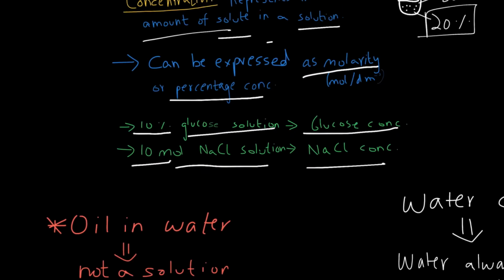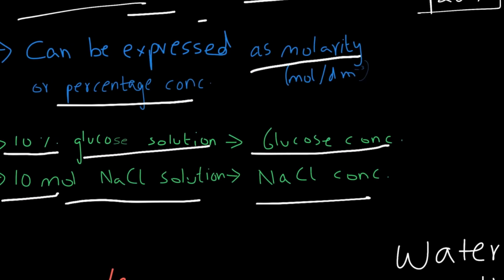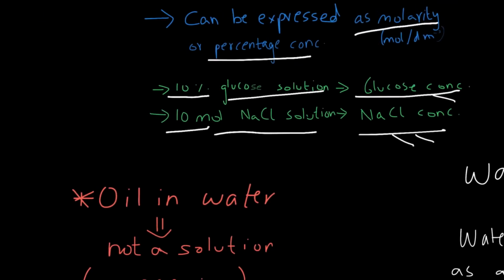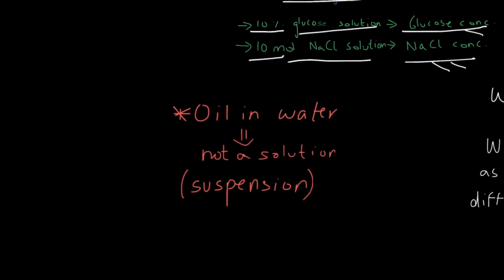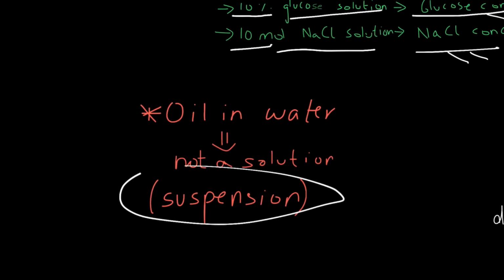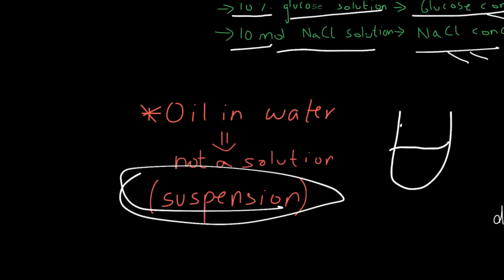Now for example, if I mix NaCl in water, or I can mix ethanol in water, or I can mix glucose in water, as it says here, these all will be solutions. However, there is one that we've clearly learned in O level as well: oil in water. This is not a solution. It will instead make a suspension where both the layers will be separated. Like for example, water and oil will be separated.